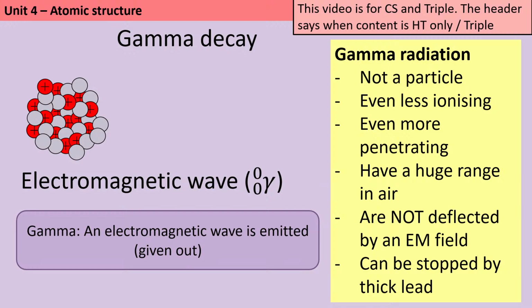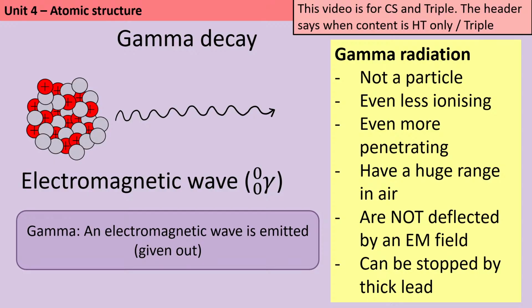Gamma radiation is not a particle. It's a transverse electromagnetic wave. We see it being released at the same time as an alpha particle or a beta particle. Since it's not a particle, when it comes to writing equations, there isn't any difference between the parent nucleus and the daughter nucleus. The gamma being released doesn't change which element something is, and it doesn't change the mass of the nucleus either. Gamma rays are even less ionising than beta particles, and they're even more penetrating.